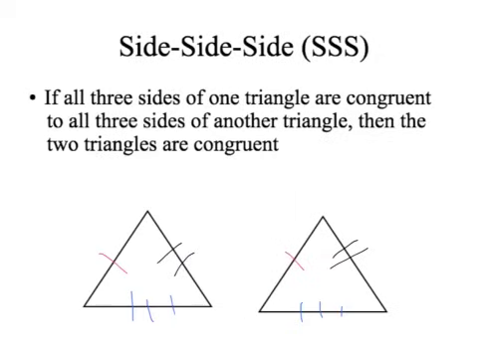The fourth and final way is side-side-side. That just says that if all 3 sides of one triangle are congruent to all 3 sides of another triangle, then the 2 triangles are congruent. So this one, very easy to see. If all 3 sides are congruent, it's got to be side-side-side.